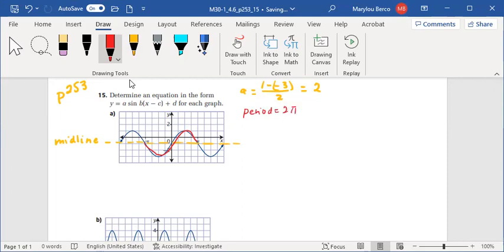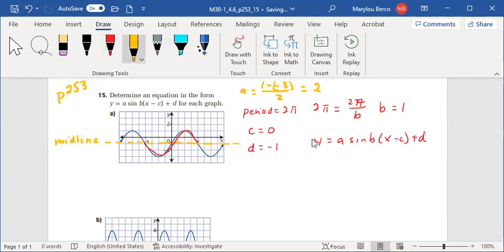Okay. The start of the first cycle, oh, so if the period is 2 pi, we have 2 pi equals 2 pi over b. So b equals 1. Okay. The start of the first cycle of the sine curve is on the y-axis. So c is equal to 0. Locating the midline, d is equal to -1. So the equation in the form y = a sin b(x - c) + d will be y = 2 sin 1(x - 0) - 1.